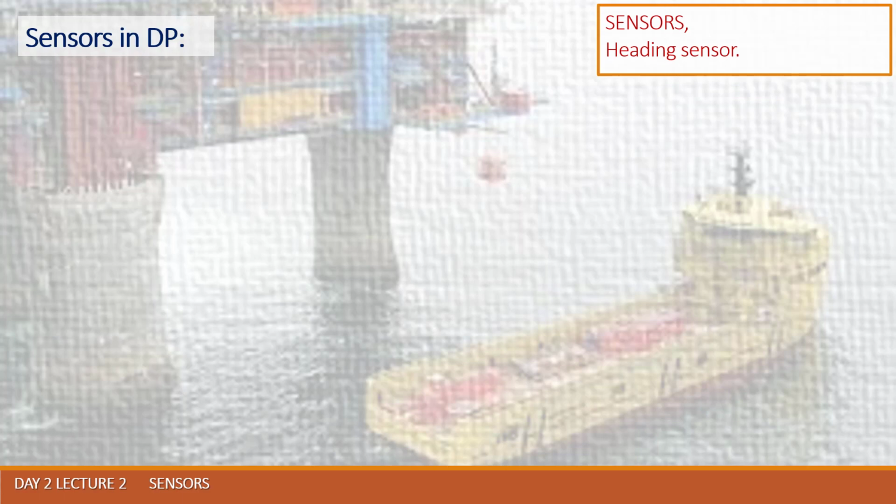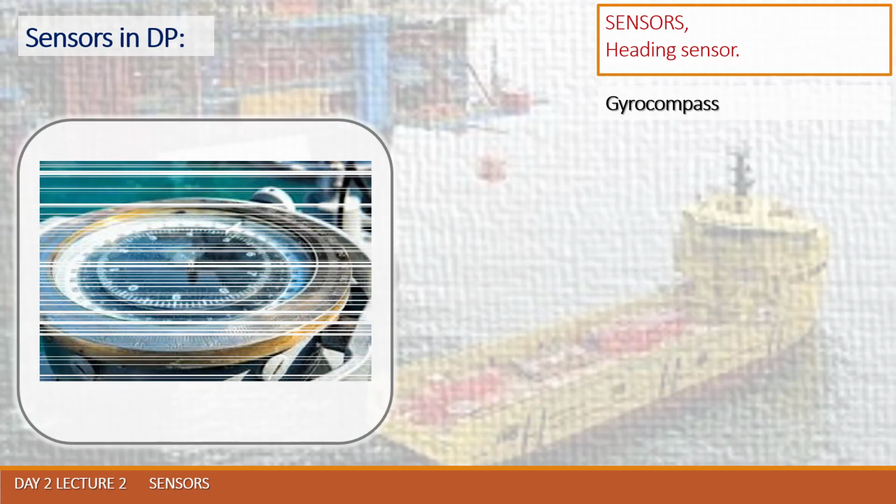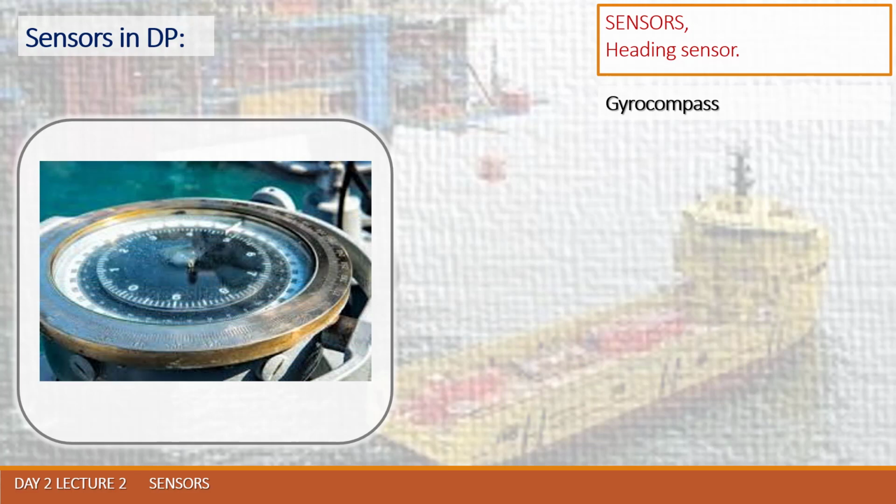As you know, a DP system must have the data input from the heading sensor. Among heading sensors, the very popular till now is the traditional gyro compass. There are several different types of heading sensors in use on DP vessels. And as you see, the most common type is the traditional gyro compass.